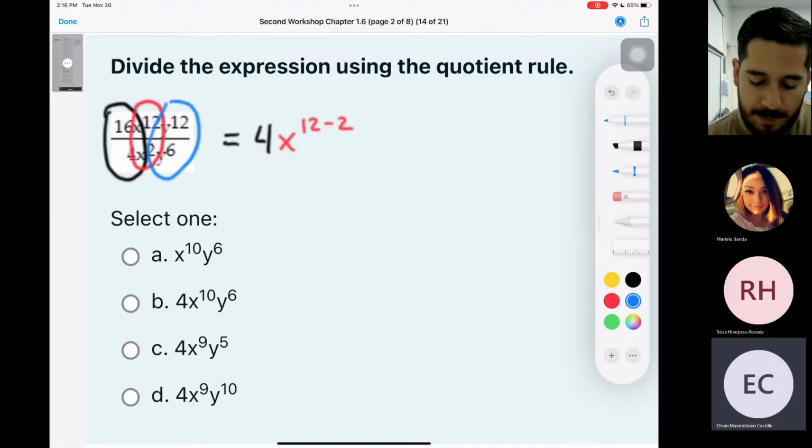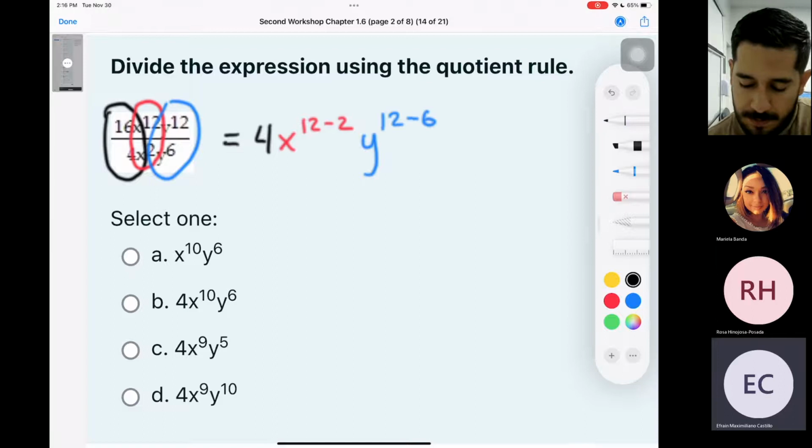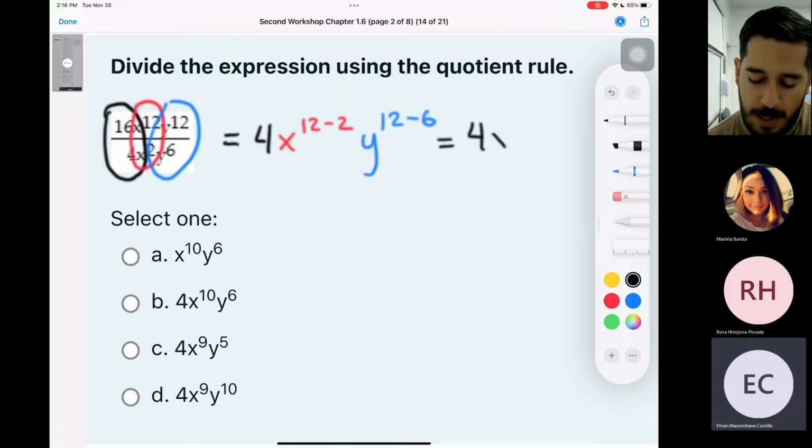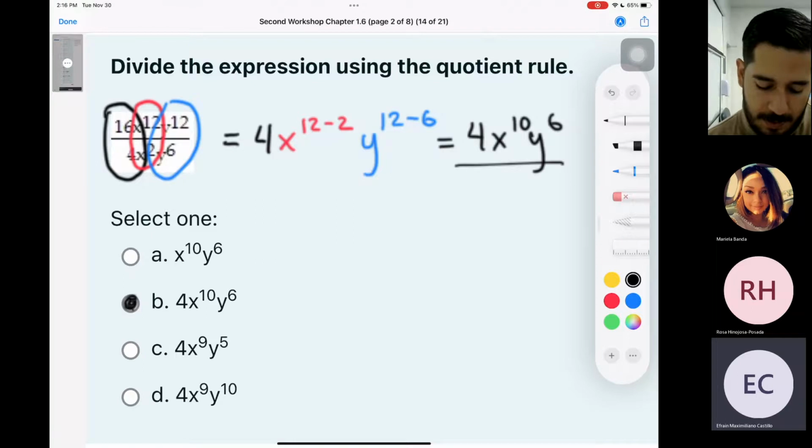And the same for the y's. Y to the power of 12 minus 6. It should be 4, x to the power of 12 minus 2, y to the power of 12 minus 6. So what's the answer? It looks like B is the answer in this case.